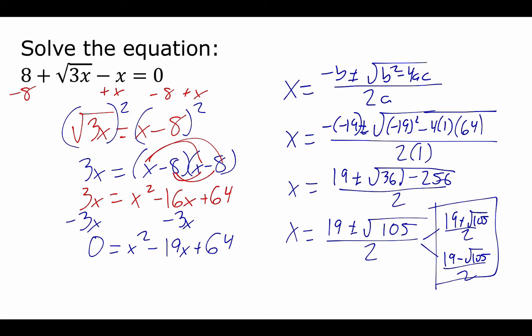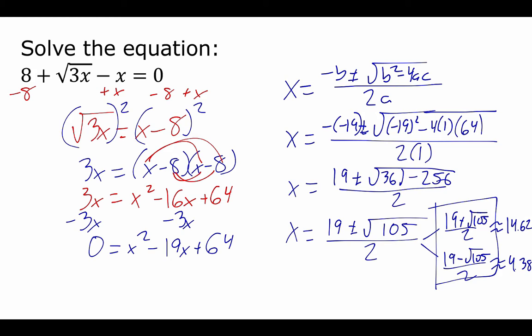They're not the prettiest answers you'll ever see. Now, if you wanted to plug them into a calculator and round to 2 decimal places, this is like 14.62, and this one to 2 decimal places is about 4.38. Yikes. Let's move on. Hopefully we will get nicer numbers in the next one.